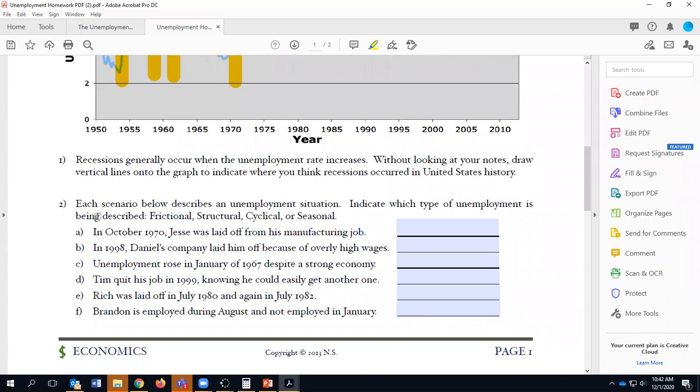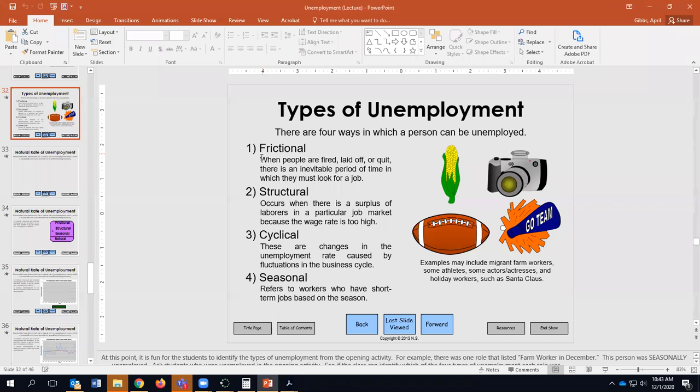And then you're going to do the same thing that you were doing on the other page down here. Each scenario below describes an unemployment situation. Indicate which type of unemployment is being described: frictional, structural, cyclical, or seasonal. So let's look. Frictional, when people are fired, laid off, or quit. Structural, a surplus of laborers because the wages rate is too high. Cyclical, changes caused by the fluctuations in the business cycle. Or seasonal, people who have short-term jobs based on the season.